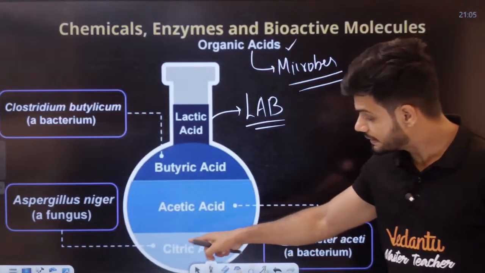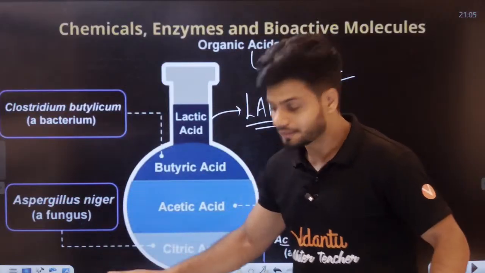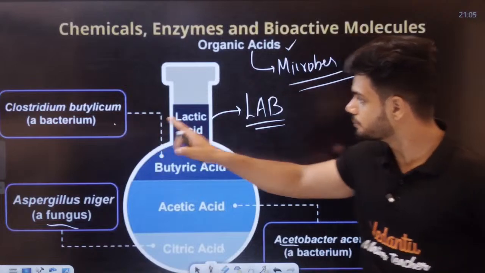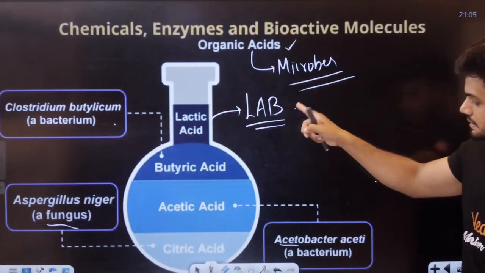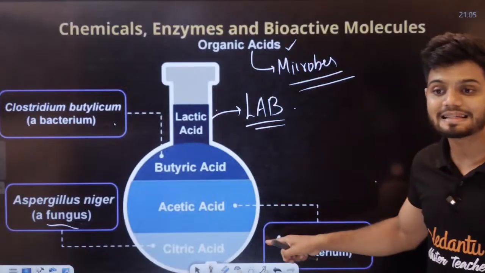This one you might find difficult. Citric acid is from Aspergillus niger. This is different because it is a fungus, while Clostridium as well as Lactobacillus and Acetobacter, all three are bacteria, students.